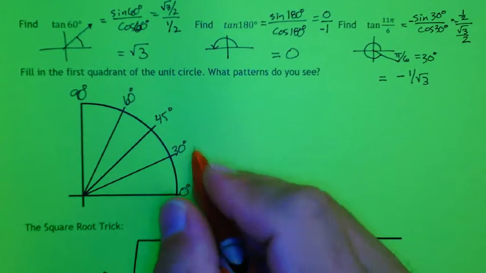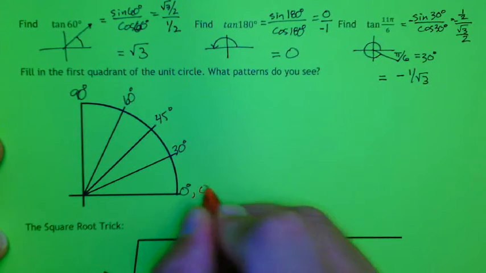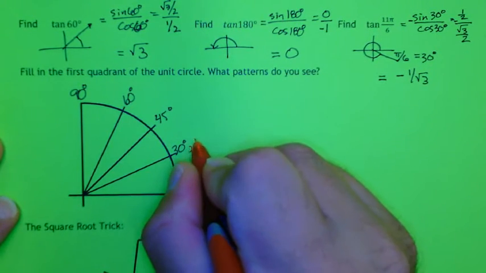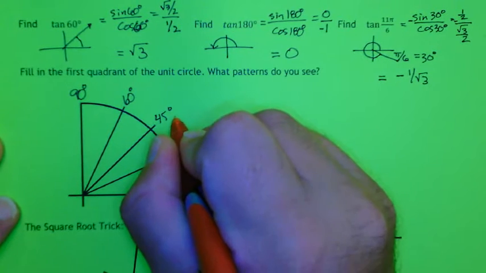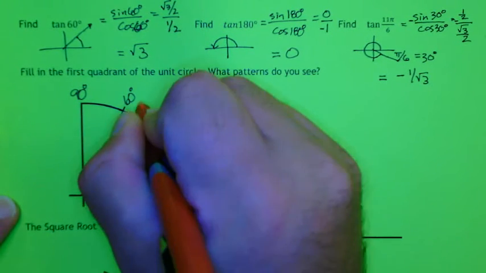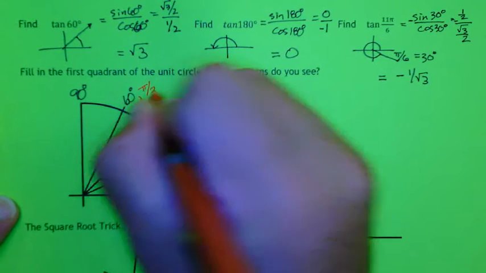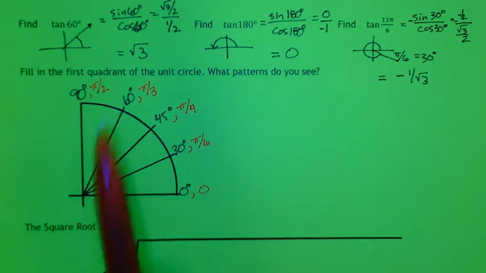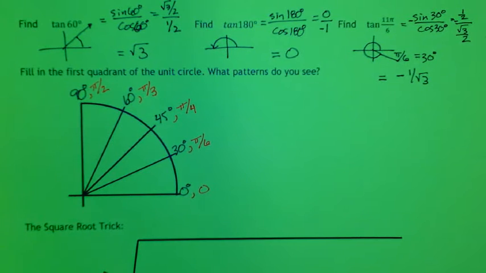We know that in radians, this is 0 radians, right? Over here is pi over 6 radians, then pi over 4 radians, pi over 3 radians, and finally pi over 2 radians. We need to be familiar with those.